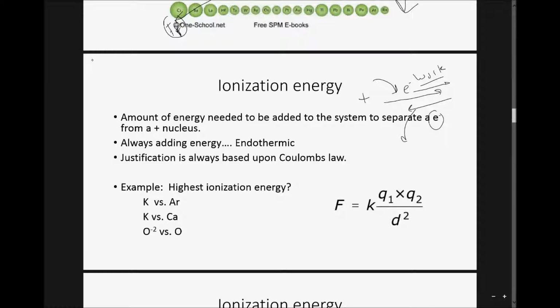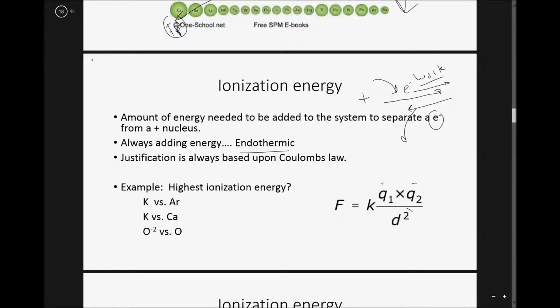So in this case, removing an electron needs energy, and we sometimes refer to this as exothermic or endothermic. Justification of Coulomb's law, for the most part, all we're doing is removing an electron. So this is my negative charge, this is the positive charge of the nucleus.